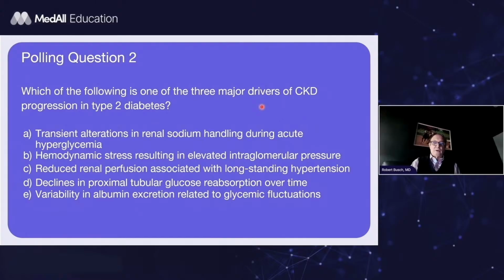So next polling question. Of the three major drivers of chronic kidney disease, which one of the three major drivers can lead to progression of chronic kidney disease? Alterations, and here I'll let you read them. Alterations in renal sodium handling, hemodynamic factors which will result in elevated intraglomerular pressure, reduced renal perfusion, declines in proximal tubular reabsorption over time, or variability.